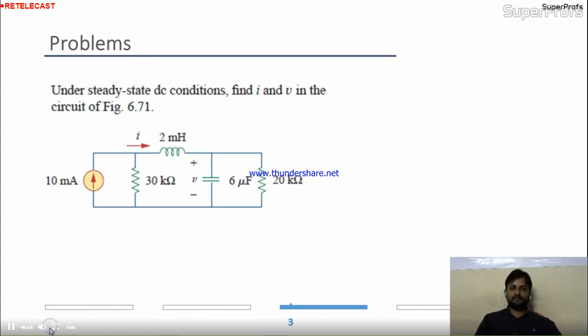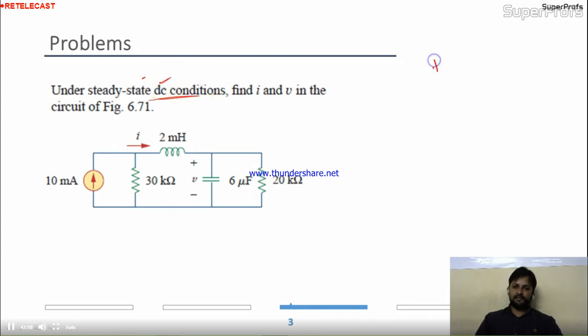Now come to the next one. The problem is given under steady state DC conditions. Under steady state DC condition, find I and V in the circuit. The circuit is given over here. Now under DC condition at the steady state we have to find something, right? Okay, fine. So the condition given is the DC condition.